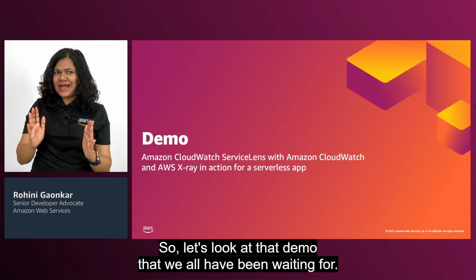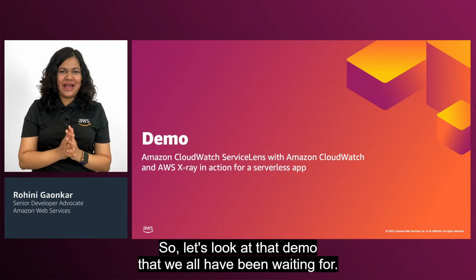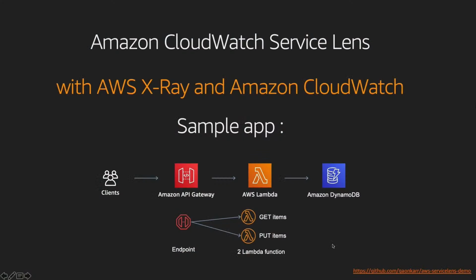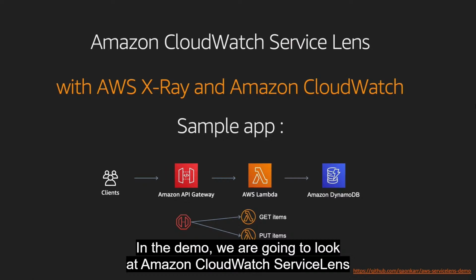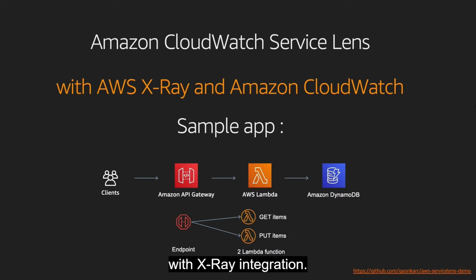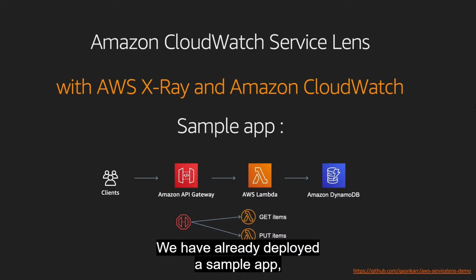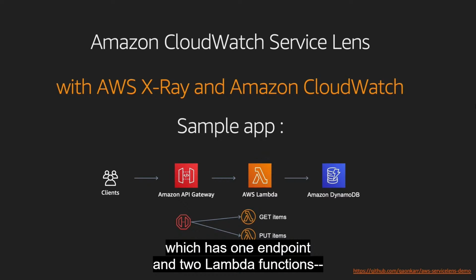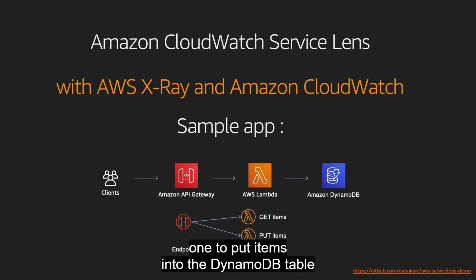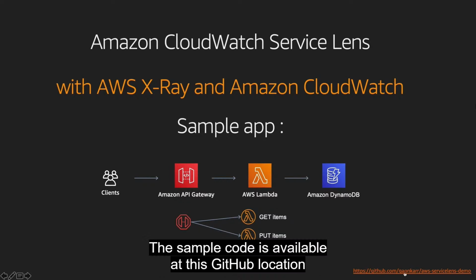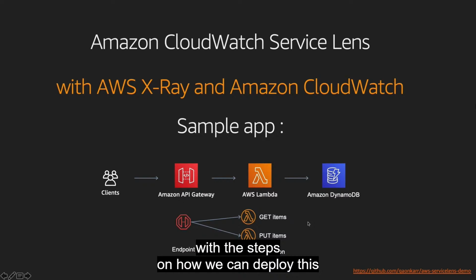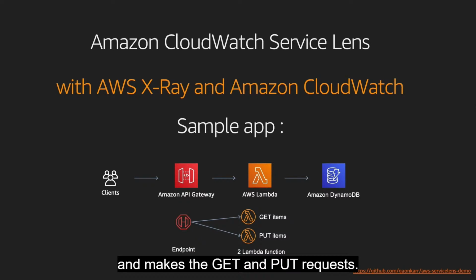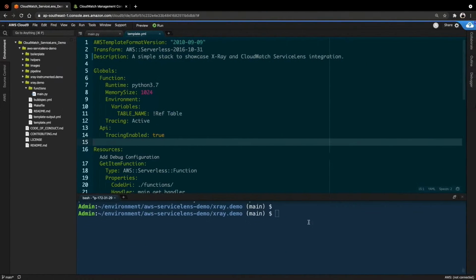So let's look at that demo that we all have been waiting for. In the demo, we are going to look at Amazon CloudWatch Service Lens with X-Ray integration. We have already deployed a sample app which has one endpoint and two Lambda functions, one to put items into the DynamoDB table and the other to get items from the DynamoDB table. The sample code is available at this GitHub location with the steps on how you can deploy this and make the get and put requests.